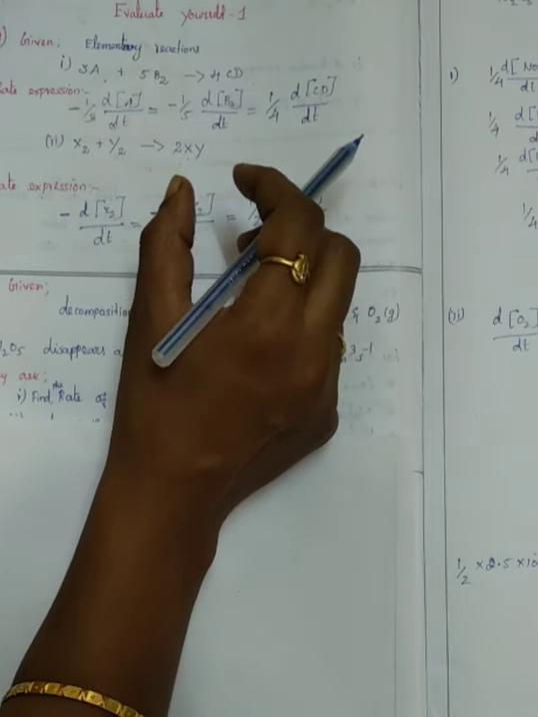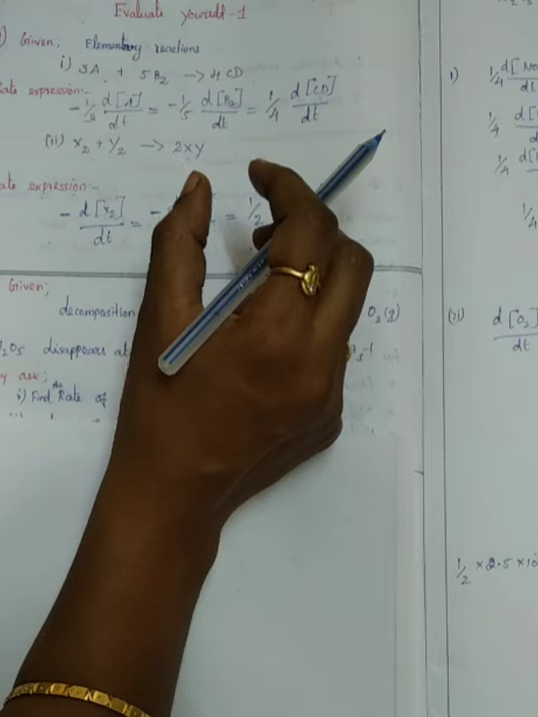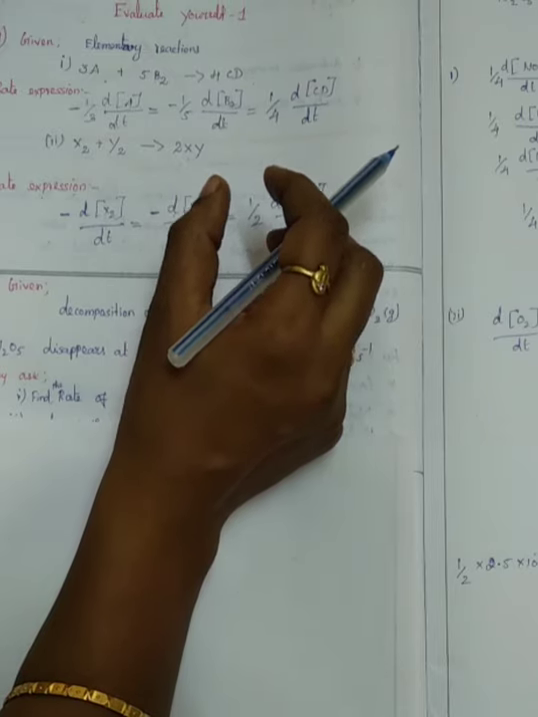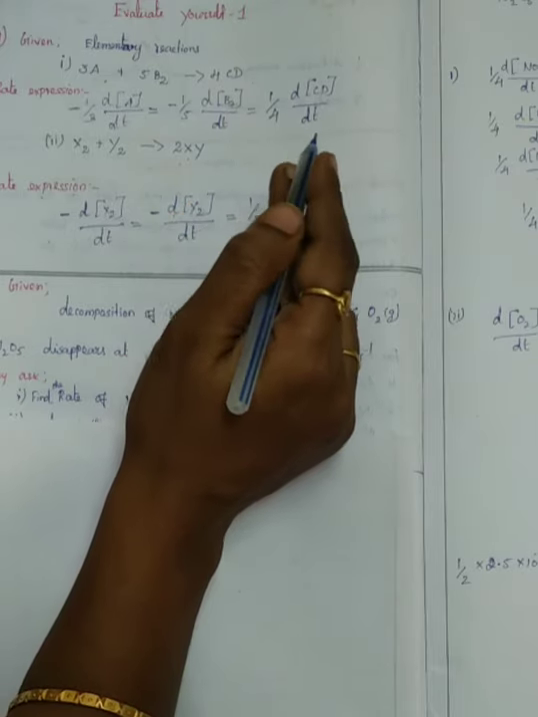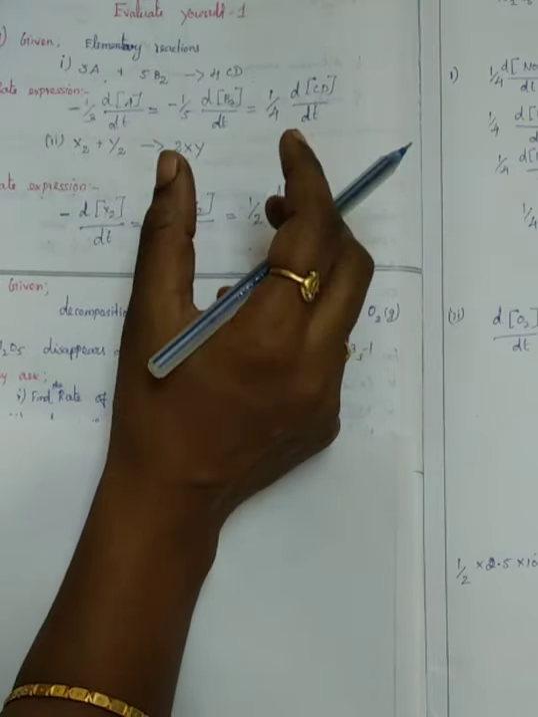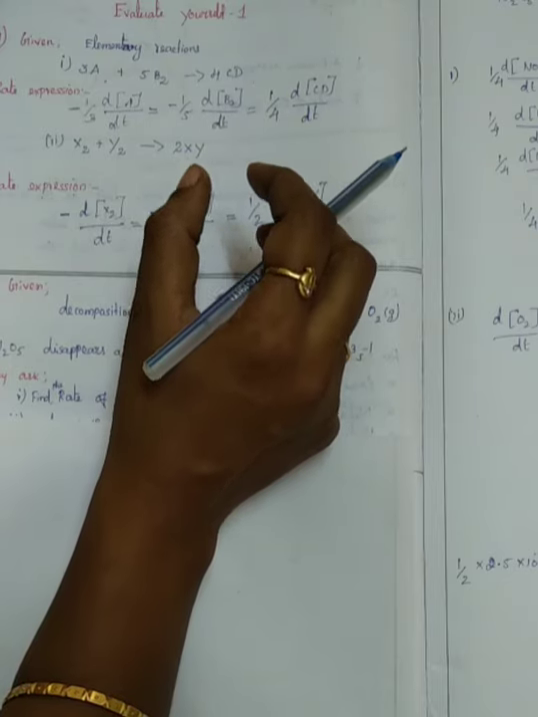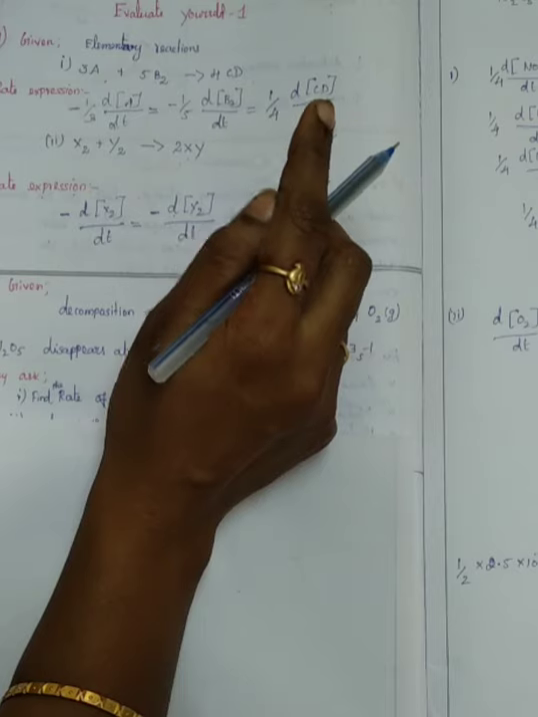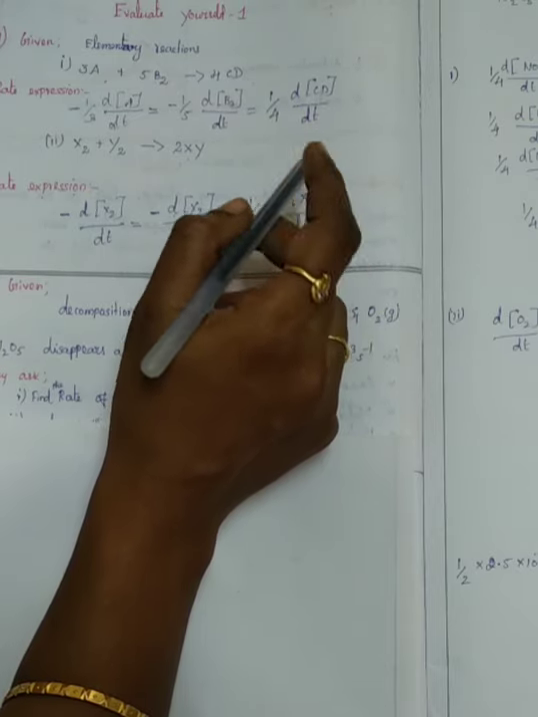To identify the reactant and product in the rate expression only, we are using the minus and plus signs. You never take this minus and plus for calculating any values. Just for identifying the reactant and product in the rate expression only, we are using minus and plus signs.